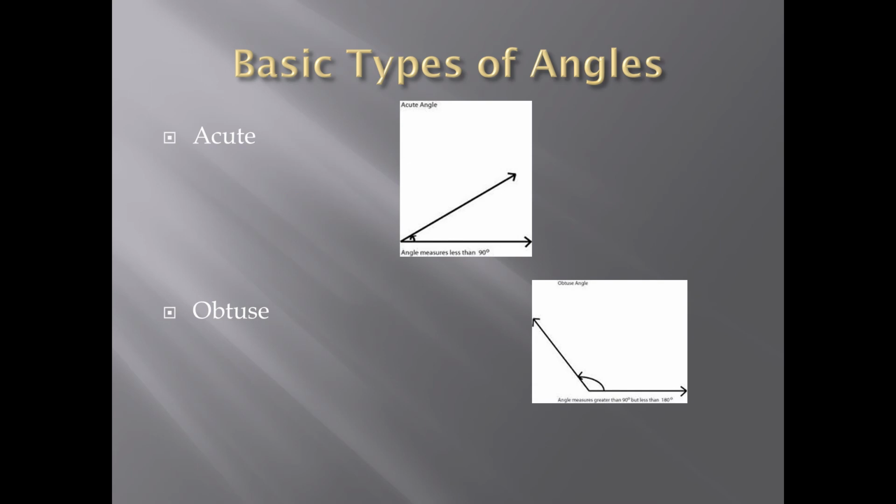Here are two basic types of angles that we probably all know in our sleep by this point. Acute angles measure less than 90 degrees, and obtuse measure greater than 90 but have to be less than 180. Don't forget about the last part. It's important in distinguishing the next two types.